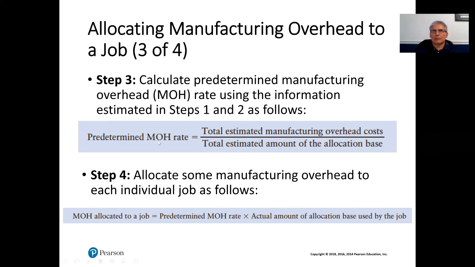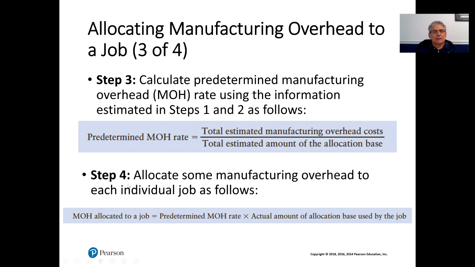It's predetermined, meaning we're going to do this before the year starts, whatever the year. Let's say if we follow a calendar year, it's January 1, we'll have all of this budget process completed likely by the end of November and the beginning of December. So we'll have this predetermined MOH rate ready to go by January 1st when our year starts.